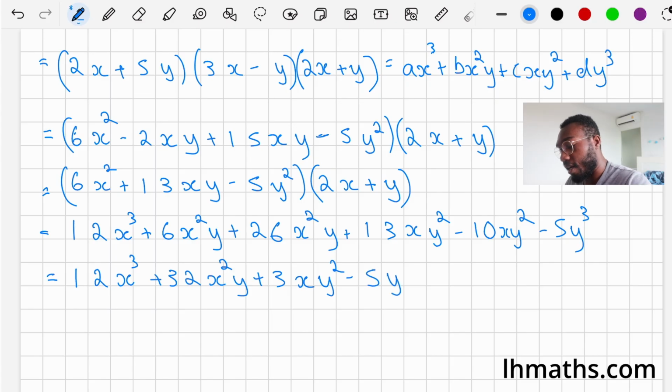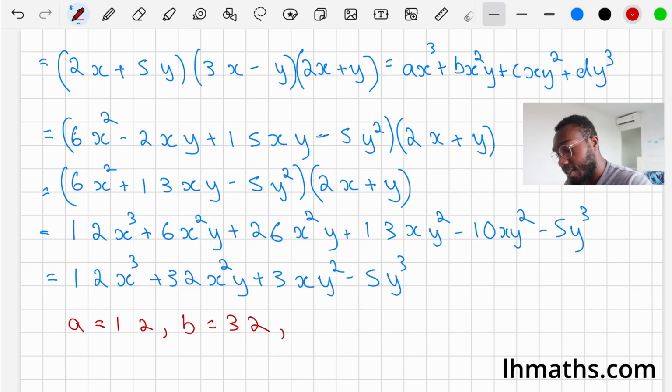And then we are just left with that minus 5y cubed as well. If we go back to the question, we have an ax cubed plus bx squared y plus cxy squared plus dy cubed. So if we look at our values, it resembles this. It's very easy now to work out what it is. A would then just be 12. B would be 32. C would be 3. And then lastly, D would be a minus 5.